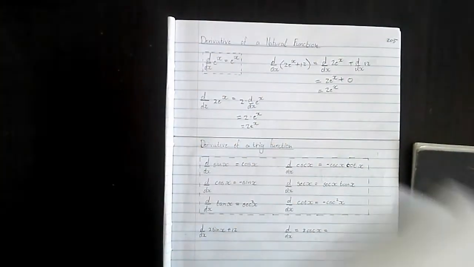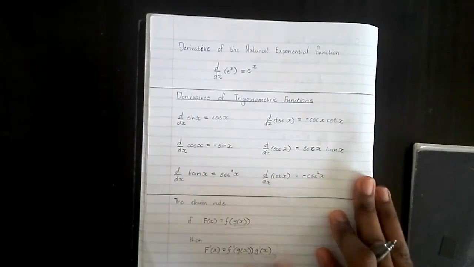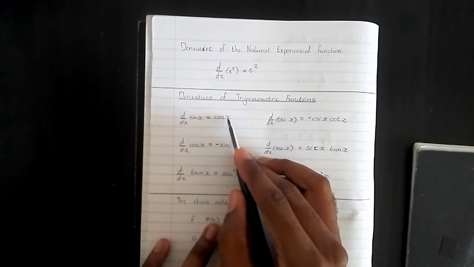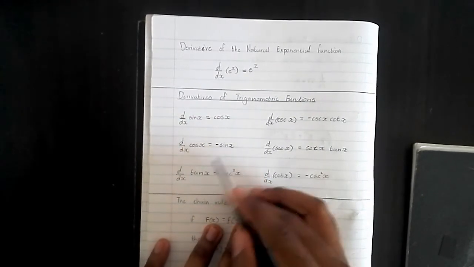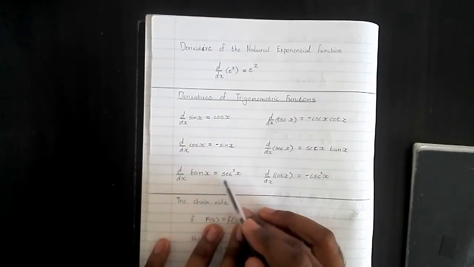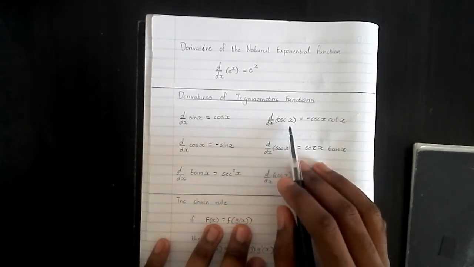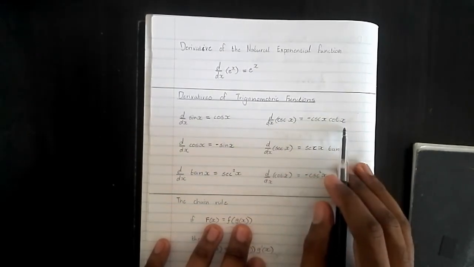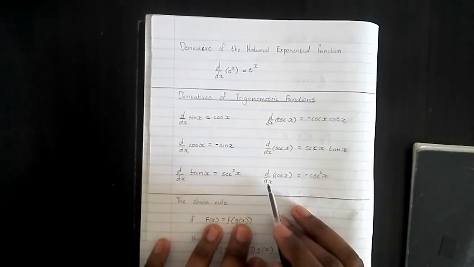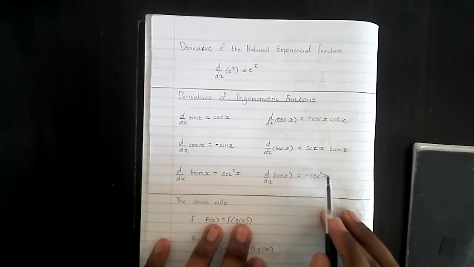Next rule, we're going to go through the derivative of trig functions. It states that d/dx of sin x equals cos x, d/dx of cos x equals minus sin x, d/dx of tan x equals sec squared x, d/dx of csc x equals minus csc x cot x, d/dx of sec x equals sec x tan x, d/dx of cot x equals minus csc squared x.